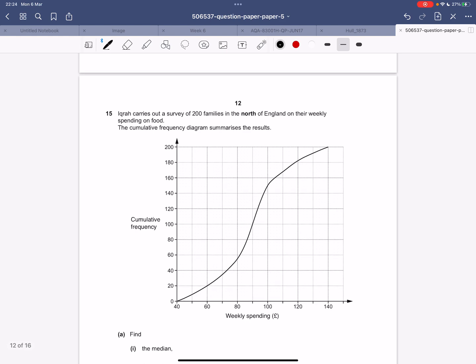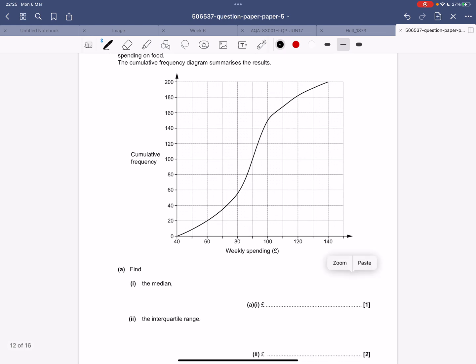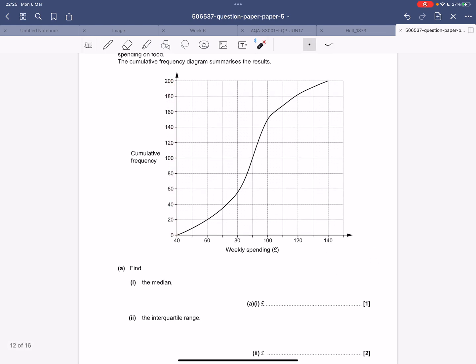Nearly there. Question 15. Ikra carries out a survey of 200 families in the north of England on their weekly spending on food. And there's a cumulative frequency diagram for the results there. The median: you've got 200 families, so you have to read off family 100, which is to there, which reads off to there, which is £90. So that's the median.